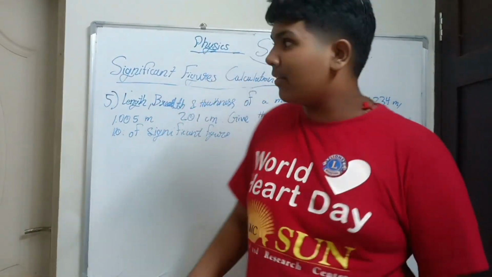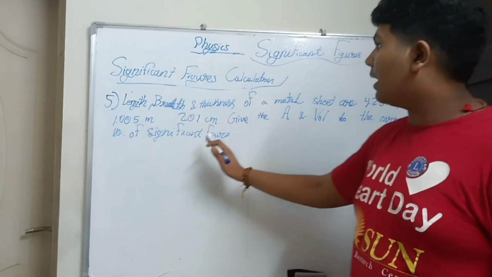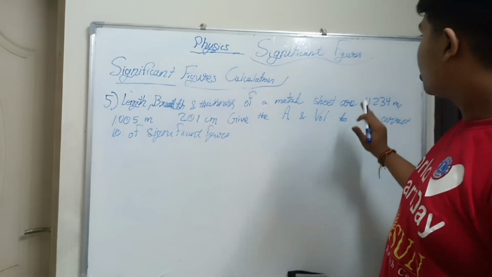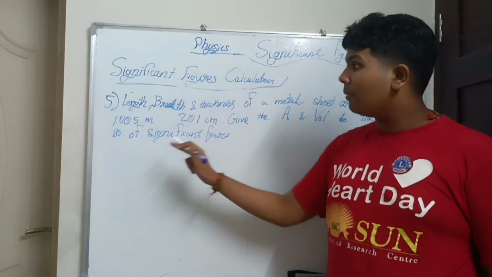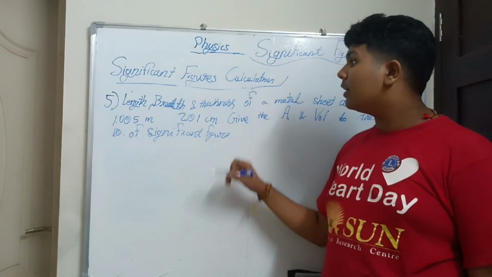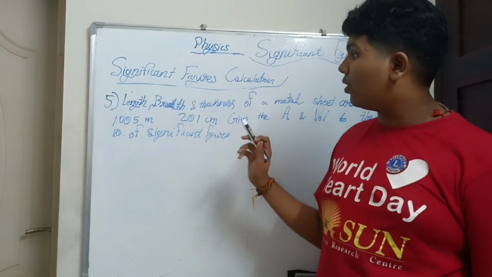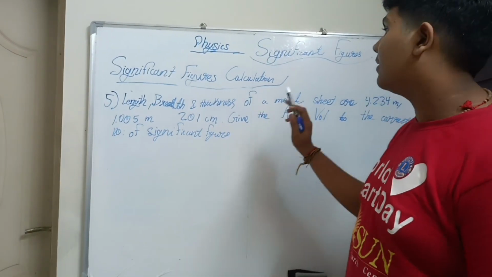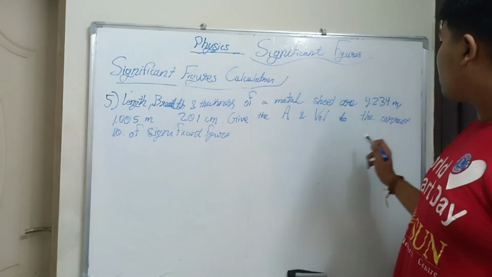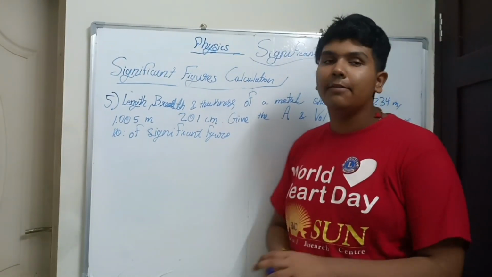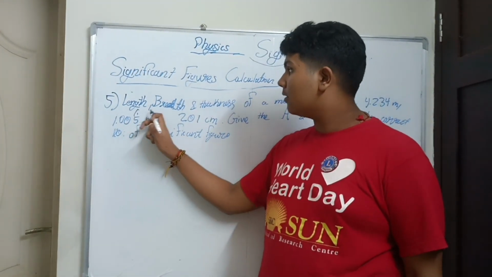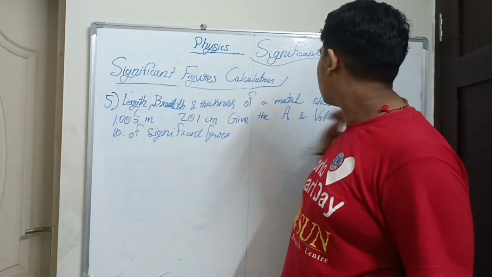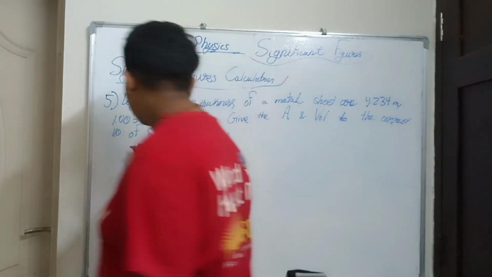Now the last question of the day: length, breadth and thickness of a metal sheet are 4.234 meter, 1.005 meter and 2.01 centimeter. Give the area and volume to the correct number of significant figures. Now what do they give?